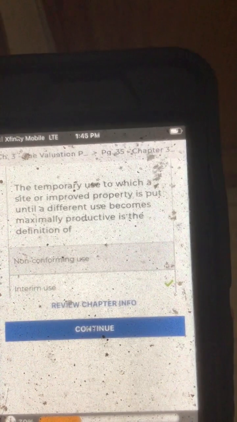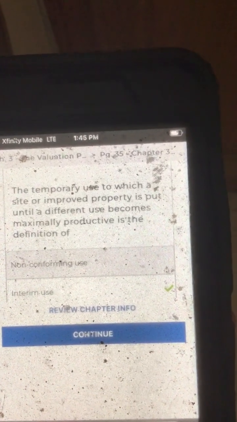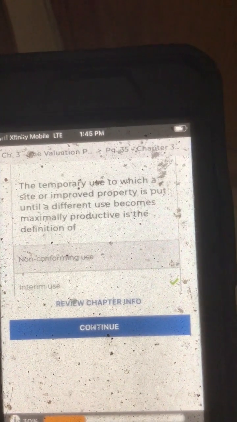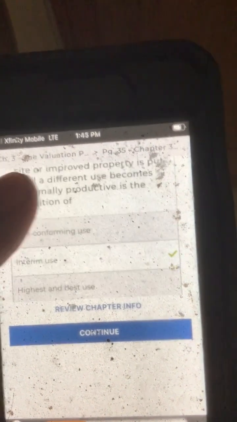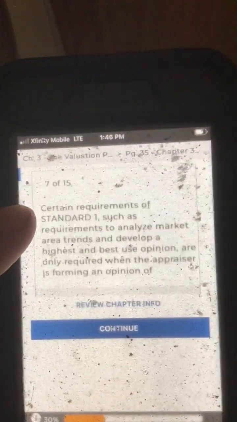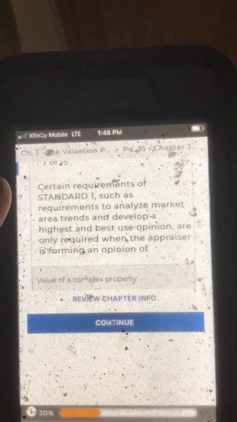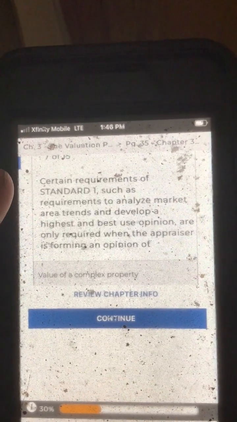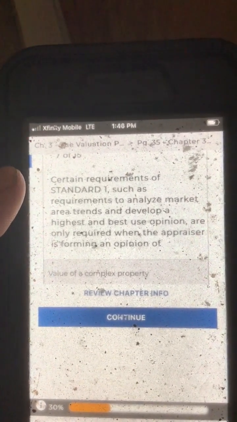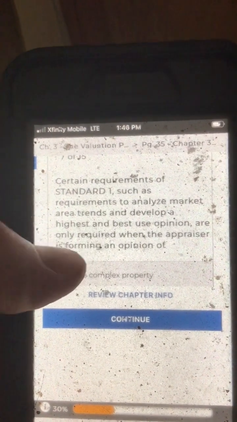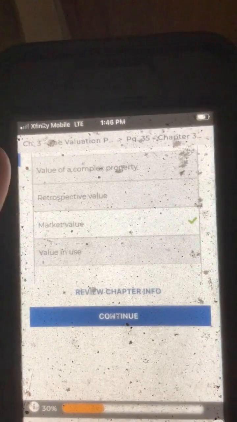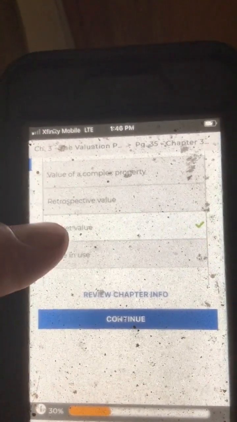Number 6. The temporary use to which a site or improved property is put until a different use becomes maximally productive is the definition of, you said, interim use. That's correct. Number 7. Certain requirements of Standard 1, such as requirements to analyze market area trends and develop a highest and best use opinion, are only required when the appraiser is forming an opinion of, you said, market value, and that's correct.